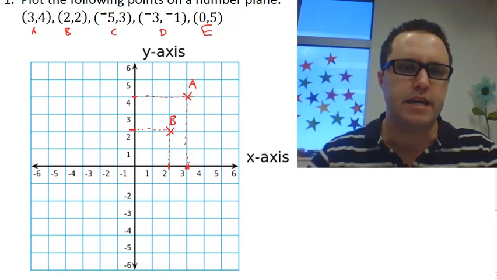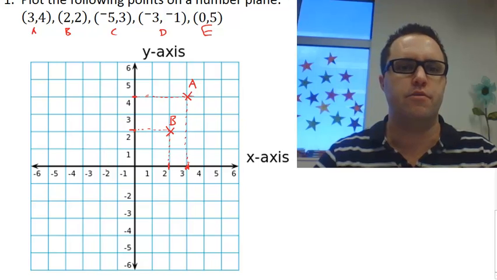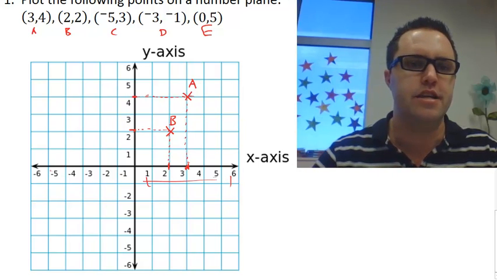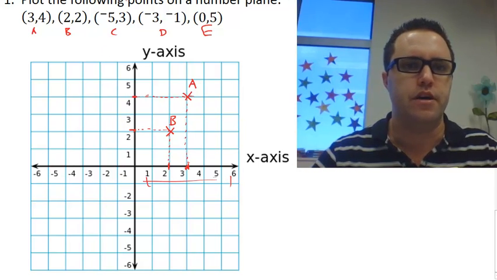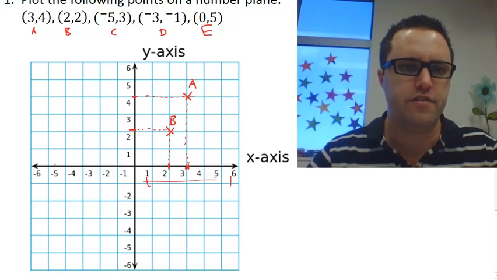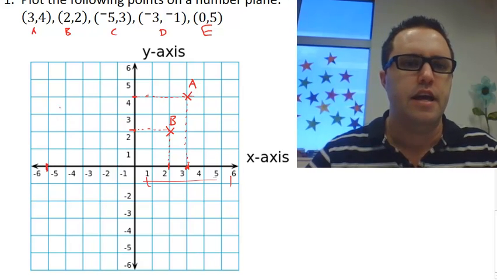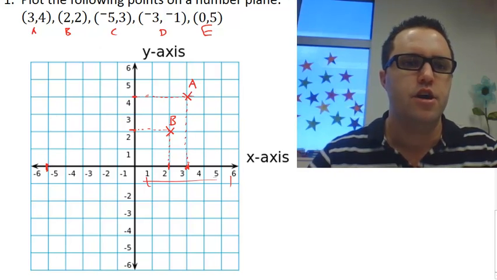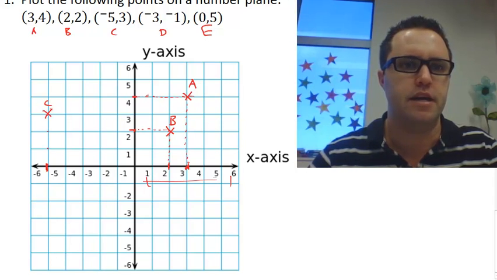Point C now. So negative 5, 3. So rather than before playing around this positive area, we're now going to go down into the negative x area. So negative 5, here's negative 5 here, and positive 3 for our y value. So rather than have to count up here and translate across, we can just go up 1, 2, 3 and notice that it's going to be here. Here's our point C. Okay, point D, coordinates negative 3, negative 1.